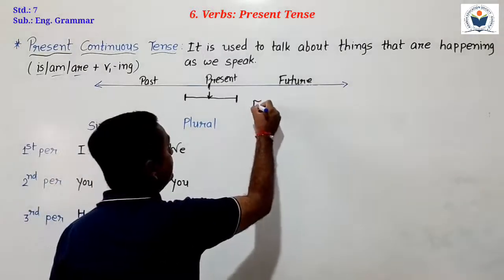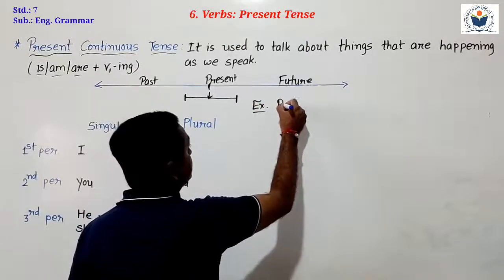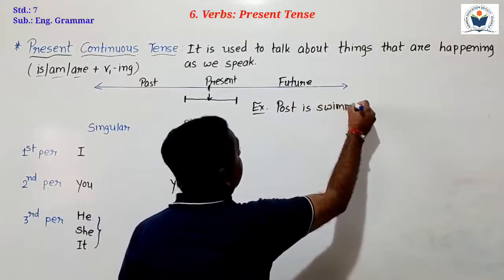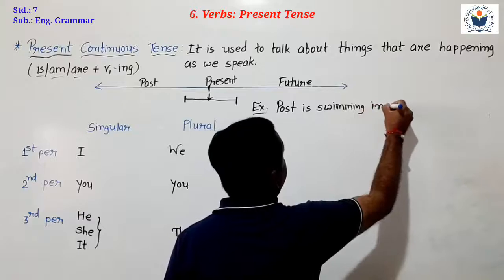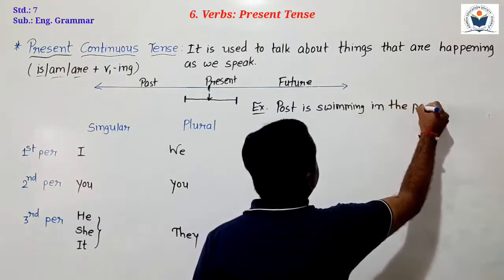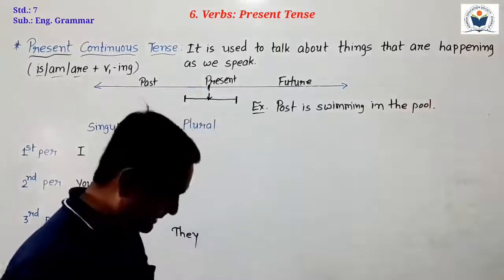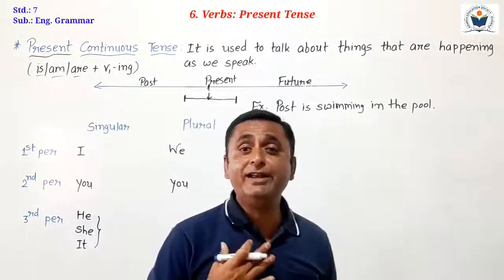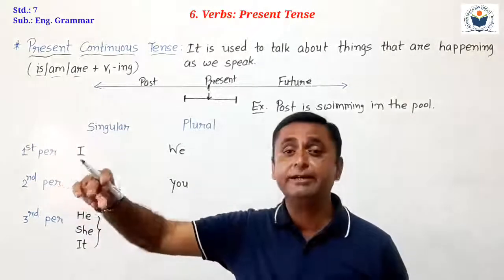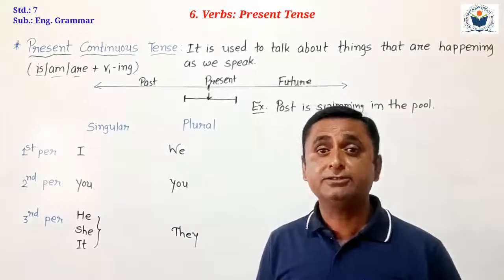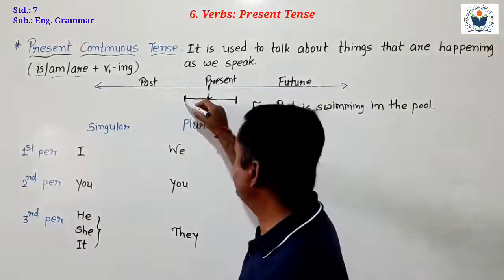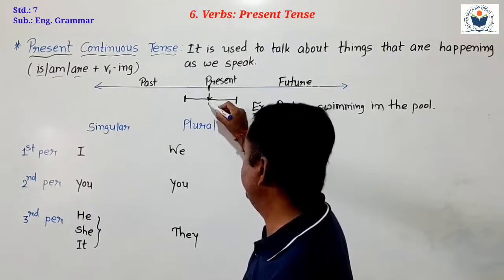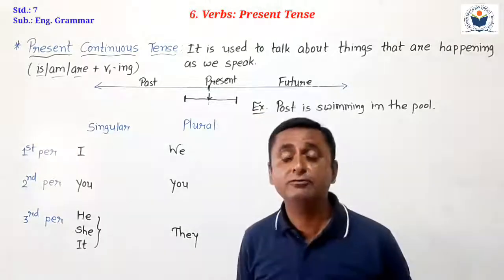I write here example: Post is swimming in the pool. Swimming pool means pool. Okay, Post is swimming in the pool. So here, see, Post is swimming. Now, while you are speaking, at that time Post is continuing swimming in the pool. Maybe it started in the past. Means Post started from here to swim in the pool. While you are talking, at that time he is also swimming, and maybe in future he is also swimming.